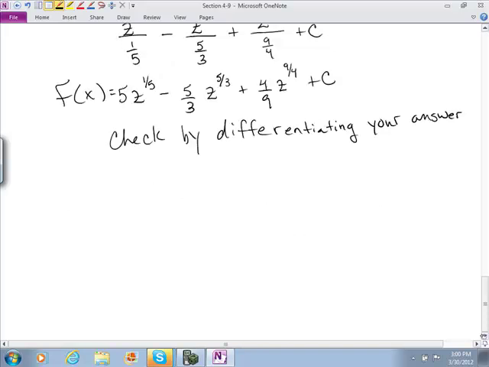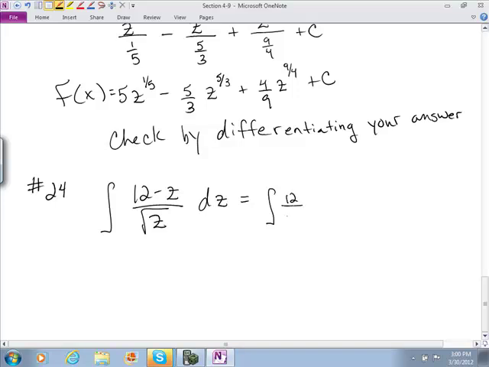Let's try another one. This is number 24 in your homework. The antiderivative of 12 minus z divided by the square root of z, dz. Now you'll remember that I talk about whenever you divide by a monomial, you definitely want to split it up, and this is especially important in these types of problems. So you want to think of this first before you simplify a little bit.